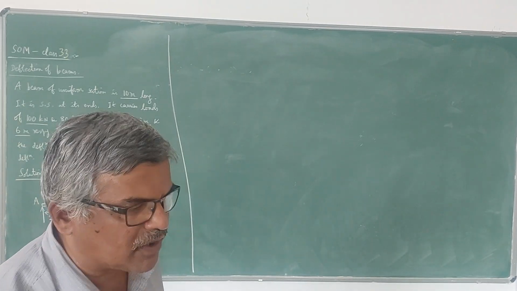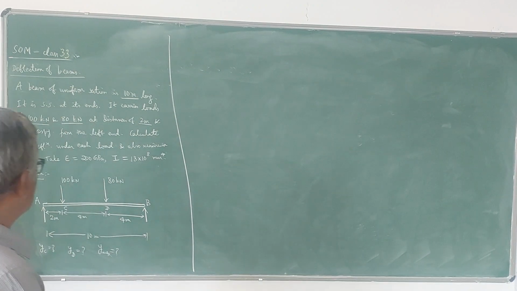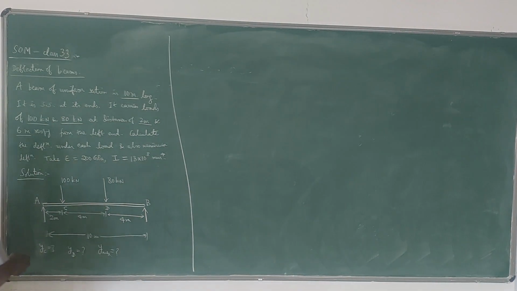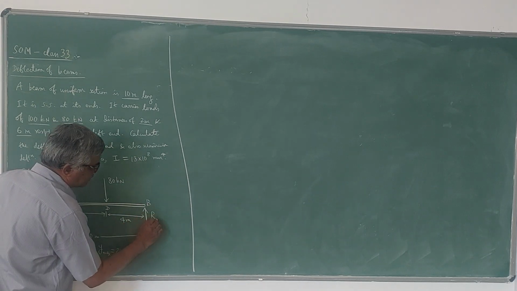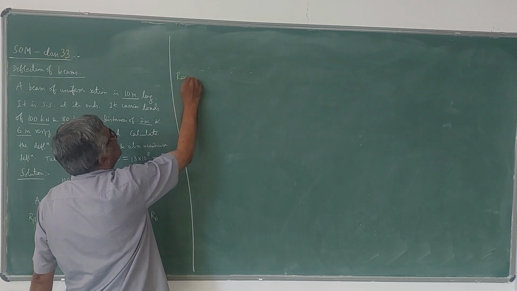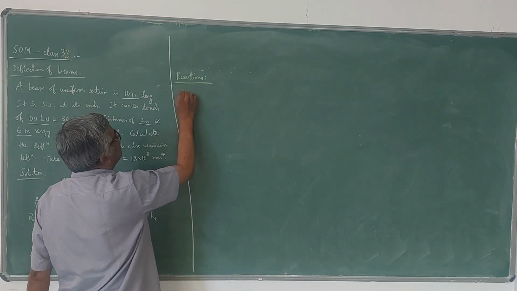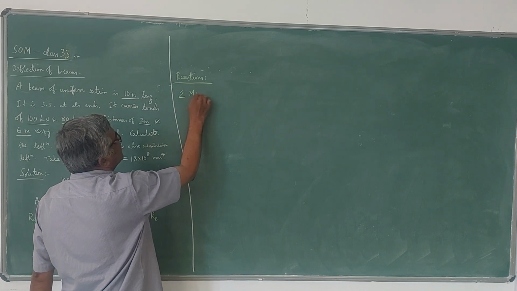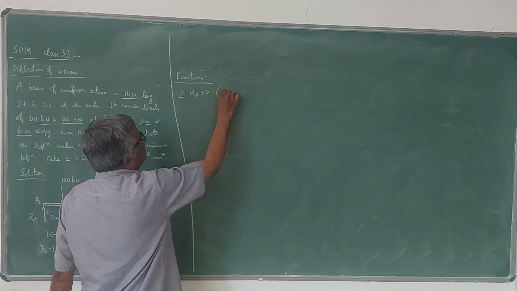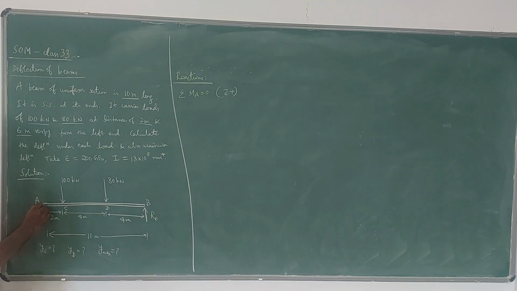So the first thing is to find the reactions, because we have to write the bending moment expression. RA and RB are the two reactions. So we have to apply equilibrium equations to find the reactions. For the equilibrium equation, I am going to use sigma MA is equal to 0, clockwise moments positive, anti-clockwise negative. And here, take the moments of all these forces.